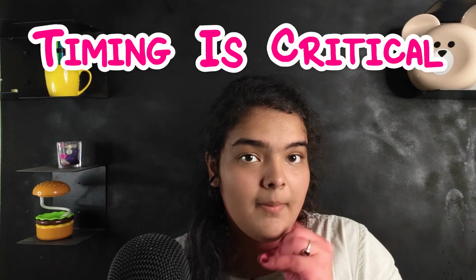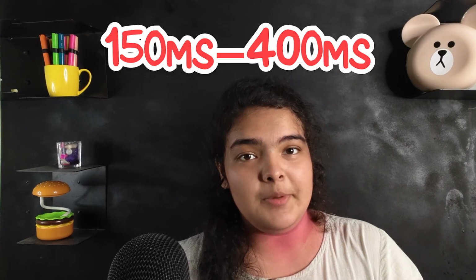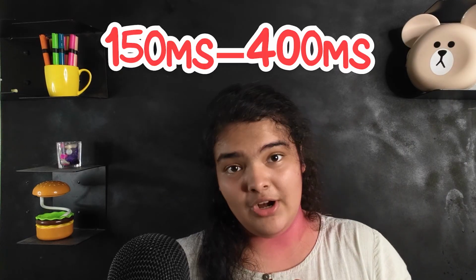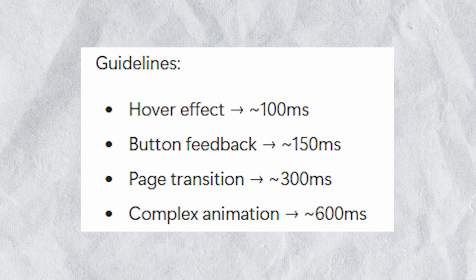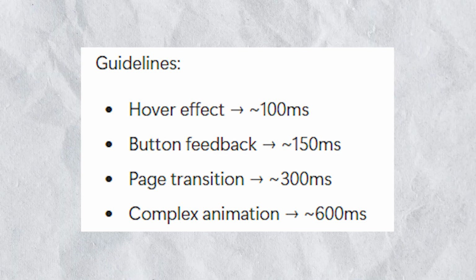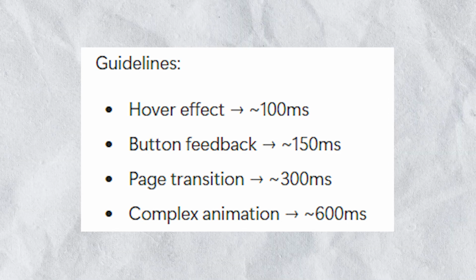Now let's talk about duration, which is critical, because timing is critical in all animation. Most UI animations should be 150 milliseconds to 400 milliseconds, and some common guidelines are a hover effect that can go to 100 milliseconds, button feedback should stay within 150 milliseconds, page transitions should stay within 300 milliseconds, and complex animations can take up to 600 milliseconds. If an animation goes too fast, users really don't understand what's happening, and if it's too slow, users get bored, annoyed, and leave your site.